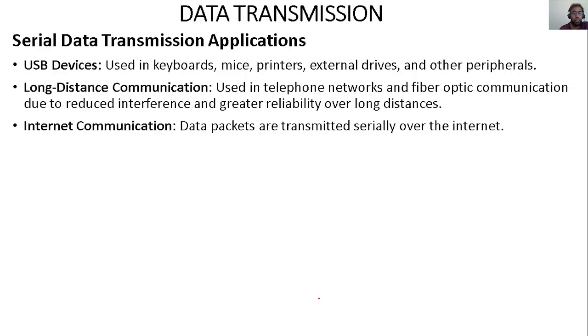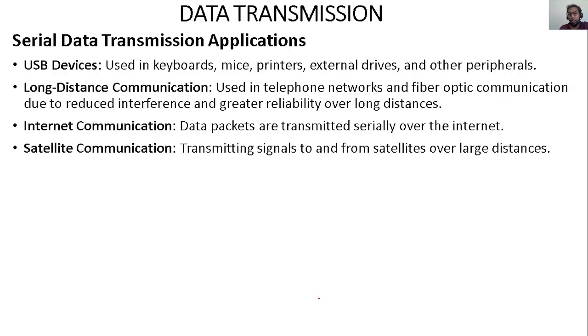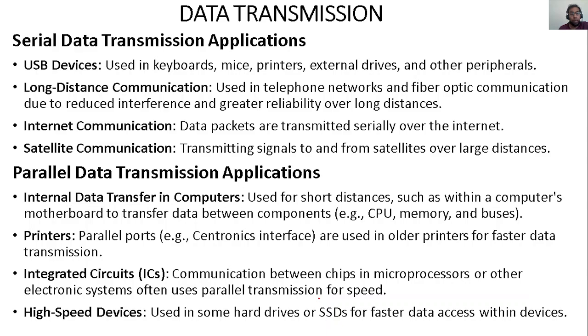Serial data transmission applications: USB devices are serial data transmission, long distance communication. If you call in telephone networks, we use serial and fiber optics. Internet communication data packets are transmitted serially, and satellite communication transmits signals to and from satellites over large distances. And parallel transmission is basically between internal components of the computer, CPU, memory, buses, and printers. Parallel ports, Centronics interface are used in older printers for faster data transmission. Basically, printers used to have this system as well.